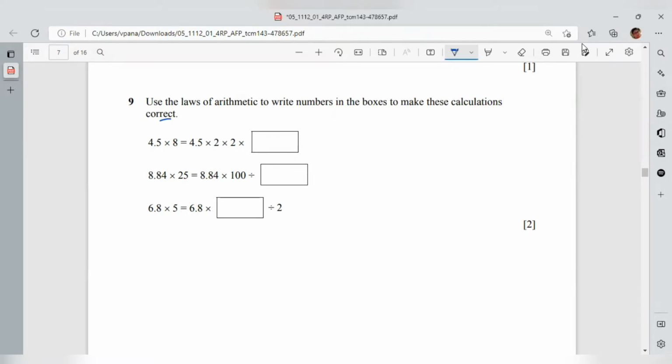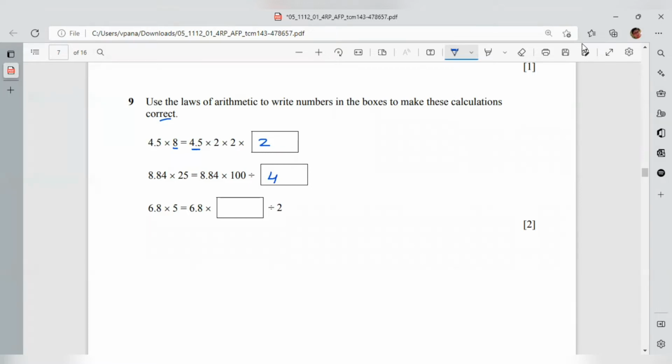So it is 2 times 2 and one more 2 you add, you get this as 8. 4.5 is already there. This 8 is split as 2 times 2 times 2. Now 8.84 times 25, here it is 100. So what is the relation between 100 and 25? So 100 divided by 4 is 25.